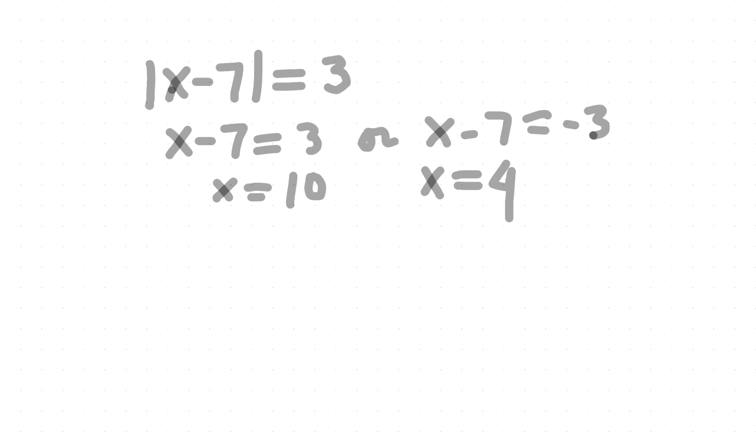If we looked at that on a number line, if we look at the number 7 as our center point, 3 units to the right of that would be 10, 3 units to the left of that would be 4.